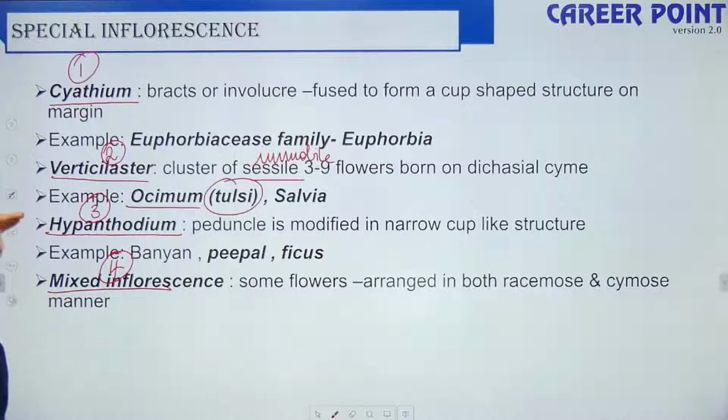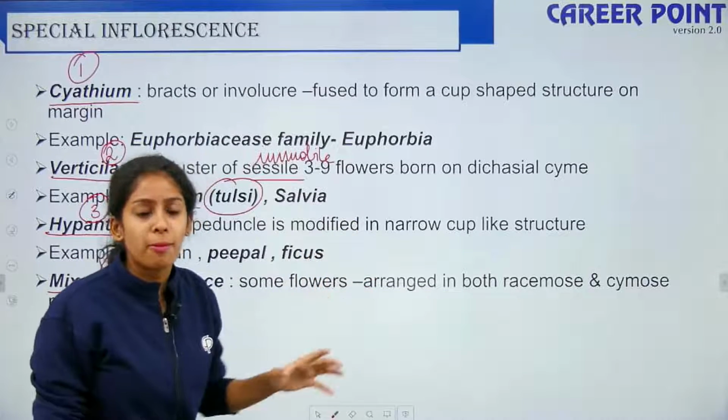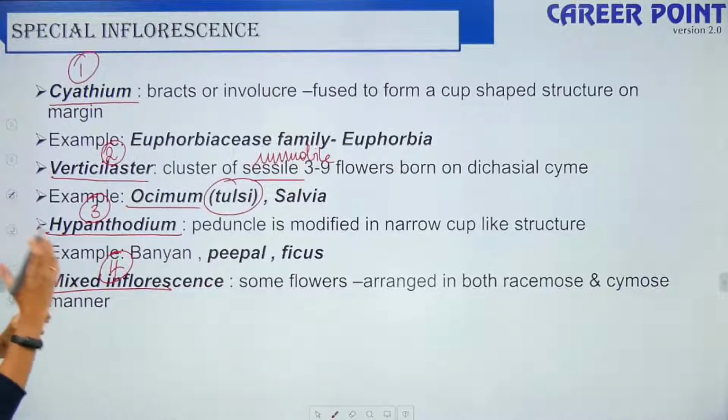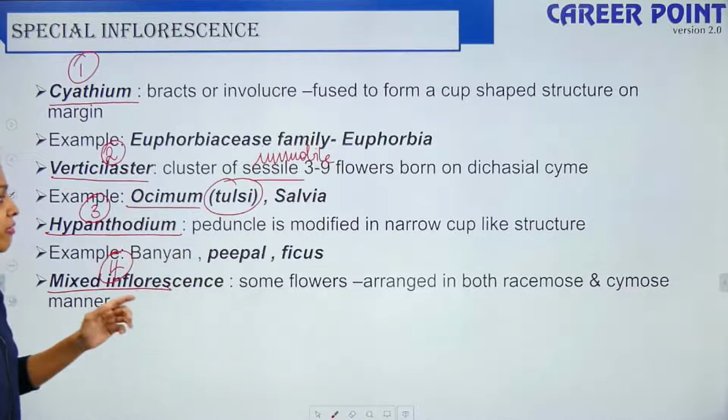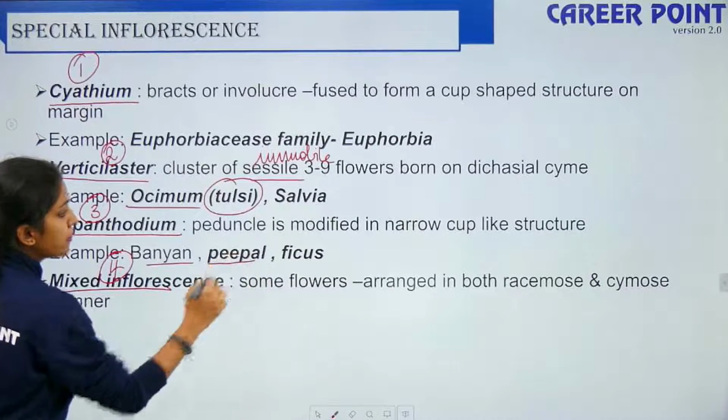Okay, so the next one is hypanthodium. So hypanthodium is where the peduncle is modified into a narrow cup-like structure. So that is hypanthodium. The main axis, that is the peduncle, is modified into a narrow cup-like structure, like in the case of banyan, peepal and ficus.